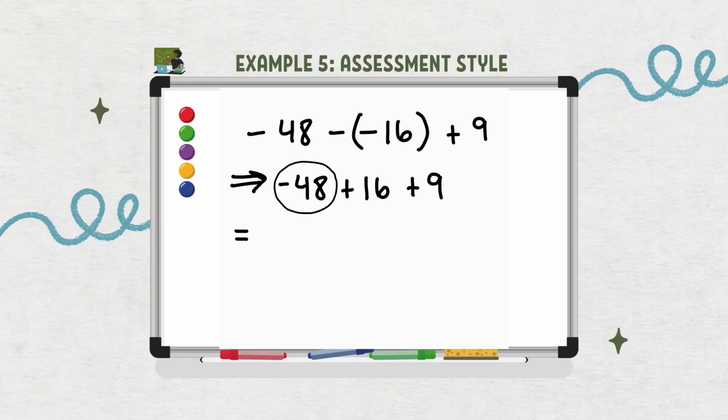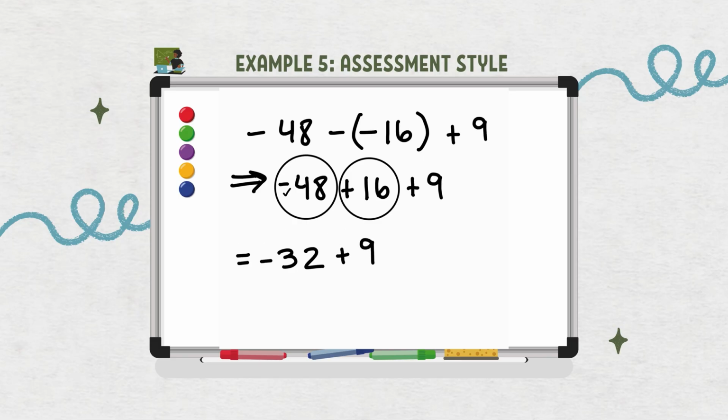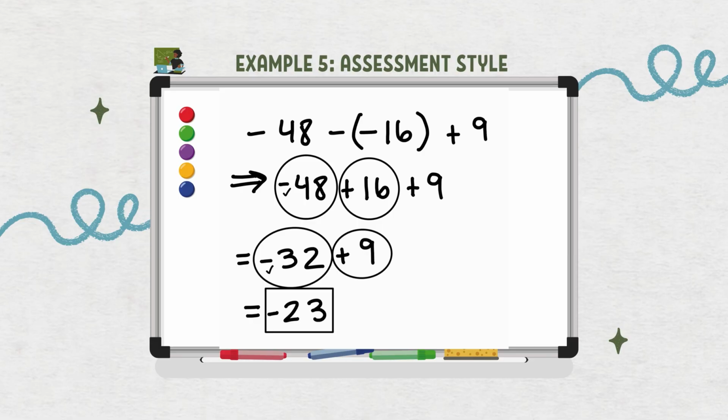So here we have a negative number and a positive number. So different signs, subtract, and pick. 48 minus 16 is 32, and we have more negatives, so therefore it is going to be negative 32. Bring down your plus 9. Now, once again, we have a negative, and we also have a positive number. So we're going to subtract and pick the sign of the highest number. 32 minus 9 is going to be 23. And we have more negatives once again, so therefore our final answer is going to be negative 23.